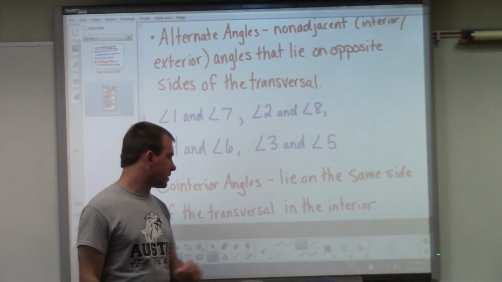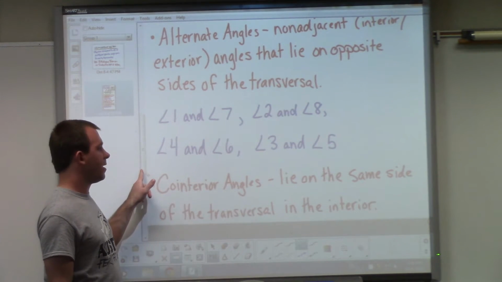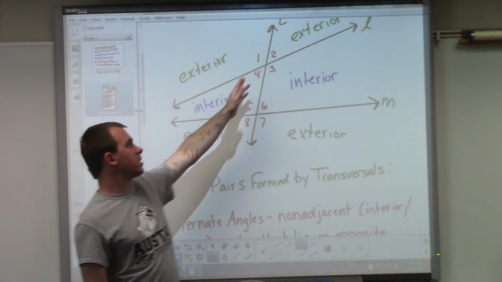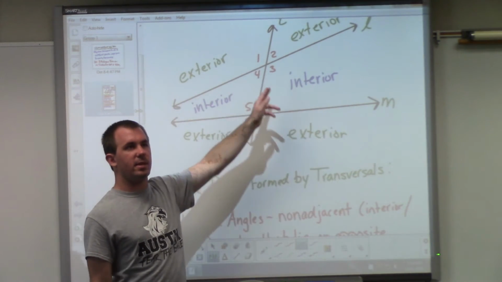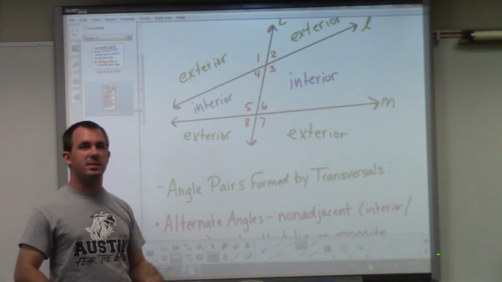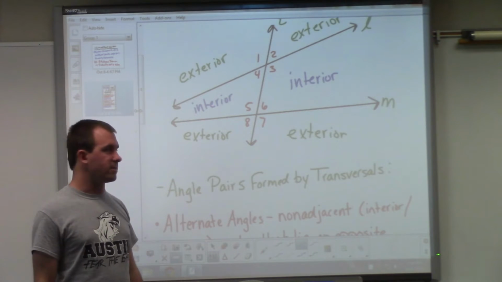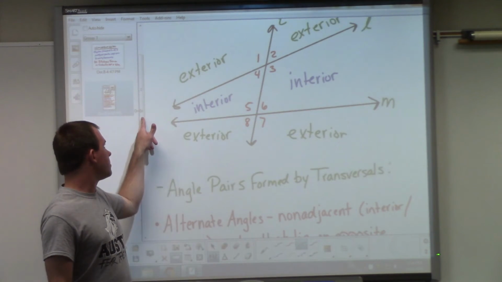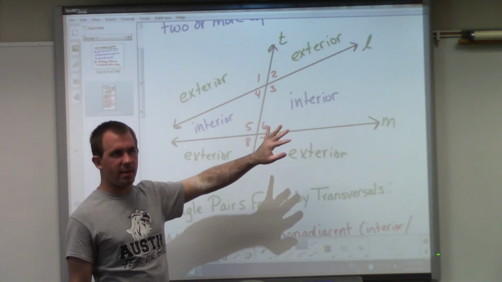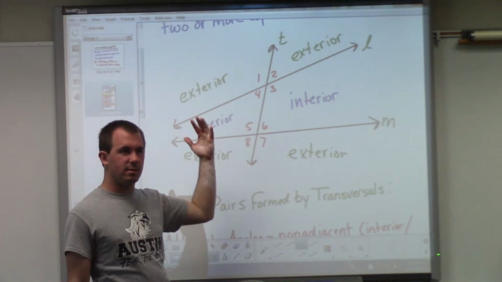Co-interior angles lie on the same side of the transversal in the interior. So they have to be in the interior. So it's going to be some of these 4 angles here, because they're in the interior. They have to be on the same side of the transversal. Since our transversal is T, it can't go on the other side of that. They can't be on the other side.